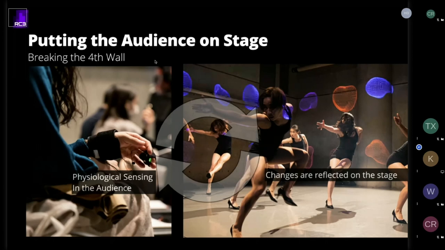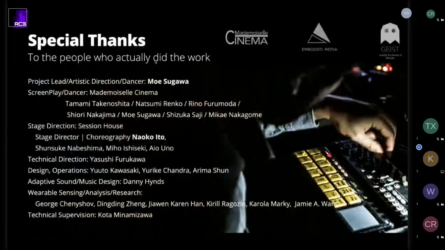And that leads me then to the end of the talk, where I just have to do a shout out for the people who did the actual work. So all of the talented performers and the project lead, especially Moe, who organized and was also the link between the artistic side and the dancers with Mademoiselle Cinema, and us, as well as the choreographer Ito-san. And yeah, I hope I didn't miss anybody.